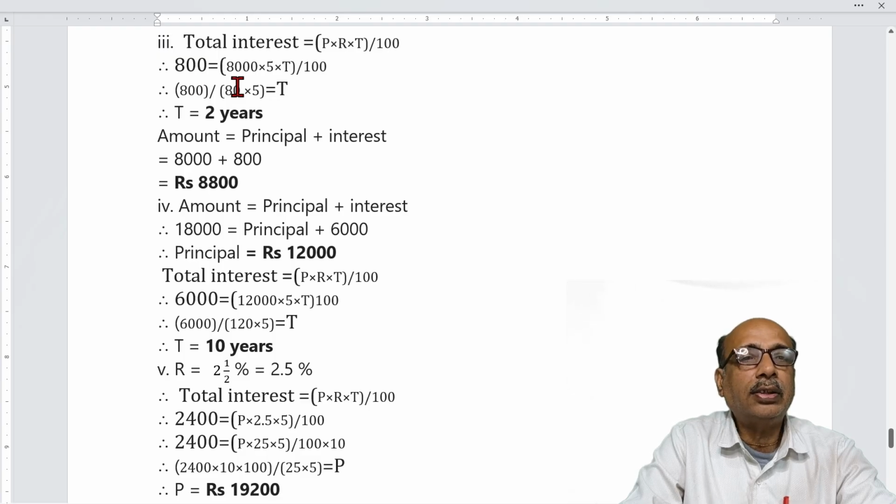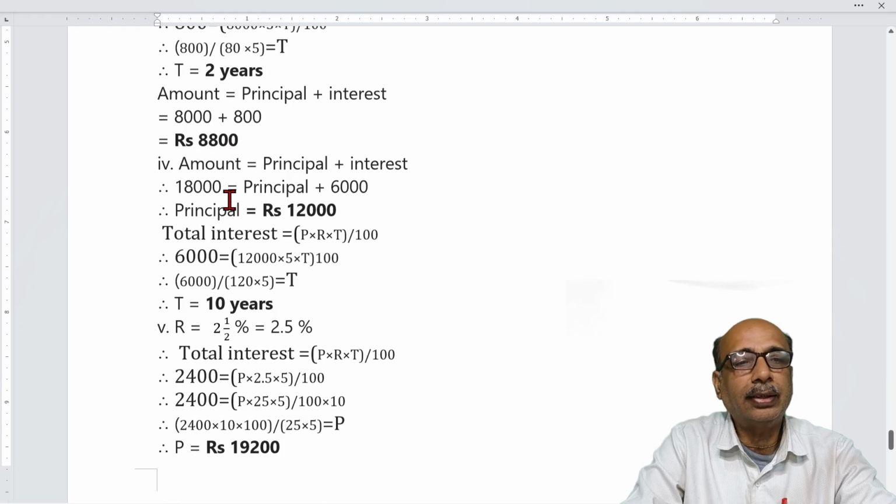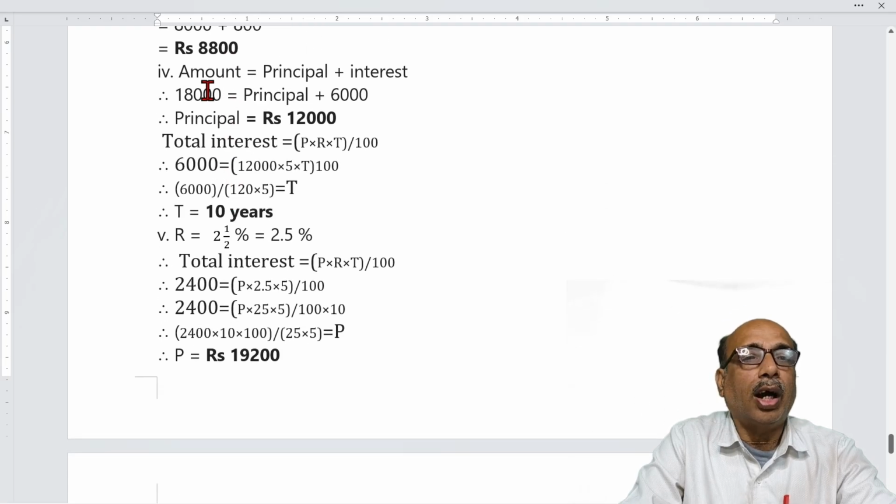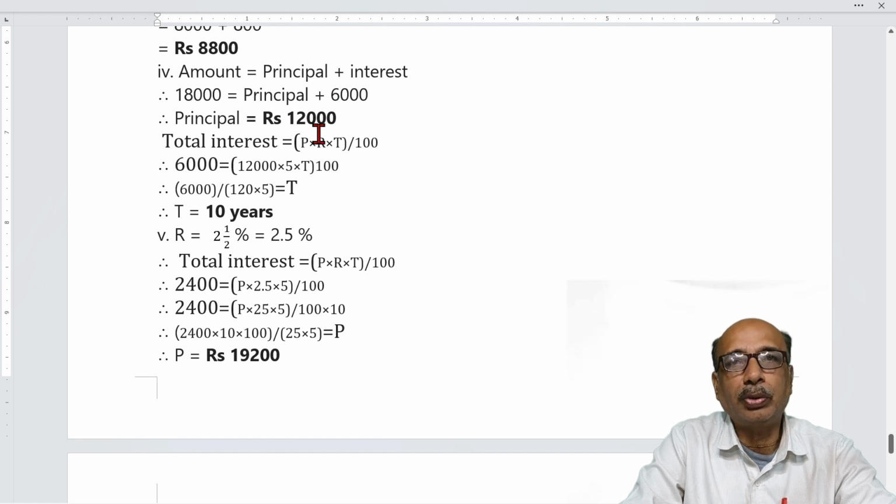Next, total interest equals PRT upon 100. 800 is interest, principal is 8,000, rate of interest is 5, time period we have to calculate, upon 100. Simplify it, you will get time period equals 2 years. Amount equals principal plus interest, so 8,000 plus 800 equals rupees 8,800. Next, amount equals principal plus interest. Amount is given, 18,000. Principal we have to find out. Interest is given as 6,000. So principal equals 18,000 minus 6,000 equals rupees 12,000.